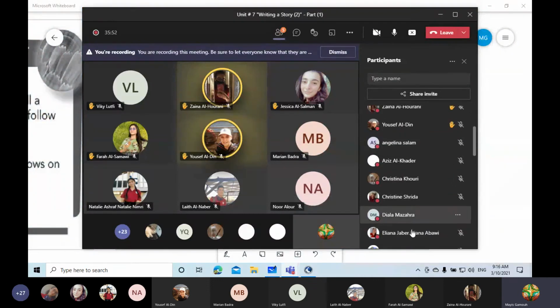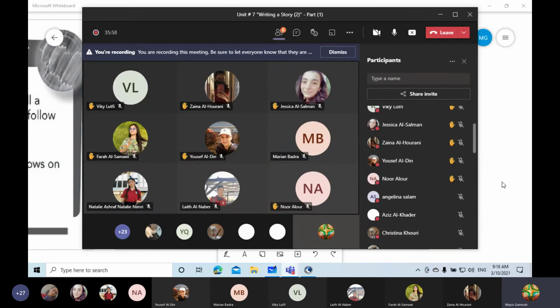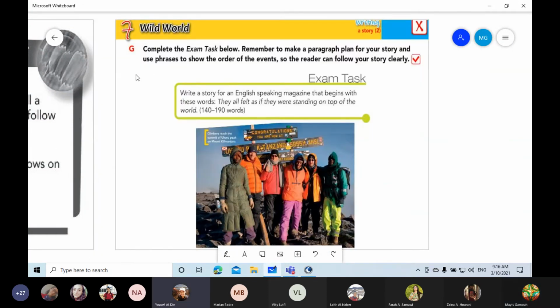Let me see here. I want new hands. Yalla. Okay, Yusuf, go ahead. Complete the exam task below. Remember to make a paragraph plan for your story and use phrases to show the order of the events so the reader can follow your story clearly. Write a story for an English-speaking magazine that begins with these words: They all lived as if they were standing on the top of the world. Write from 140 to 190 words. Yeah, thank you, Yusuf.